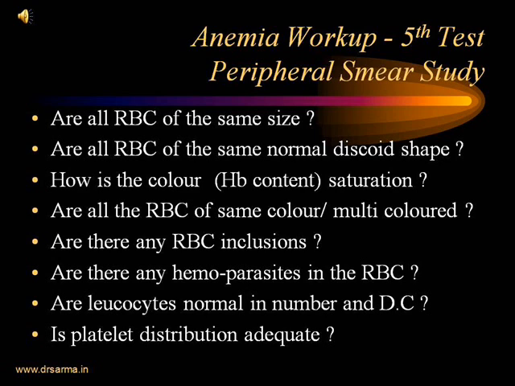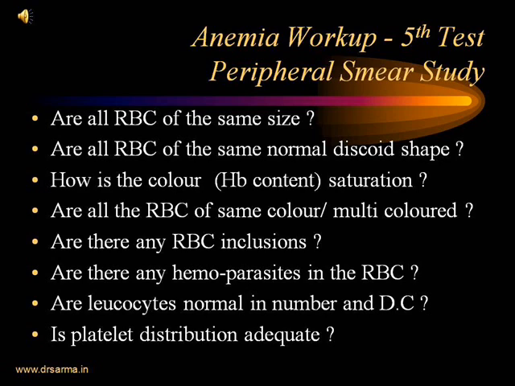Then comes the question, are the RBC all of the same color, or are they multicolored? If some RBCs are hypochromic, some RBCs are hyperchromic, then it is called polychromasia. Poly means many, chroma means color, multicolored, polychromasia. Then, are there any inclusions in the RBC, like Howell-Jolly bodies, or other inclusions? Are there any hemoparasites inside the RBC, like malarial parasite?